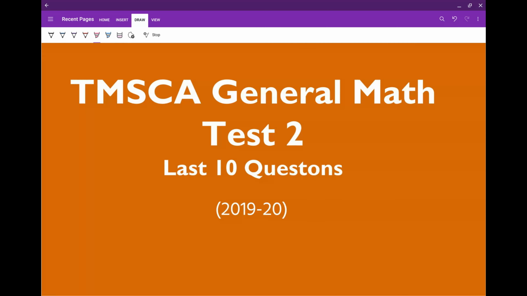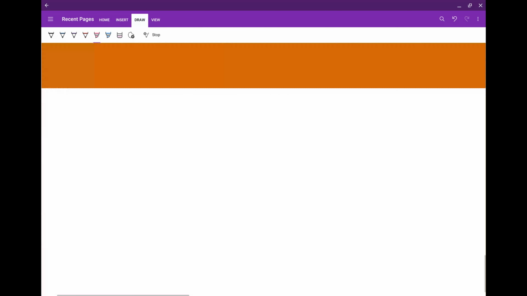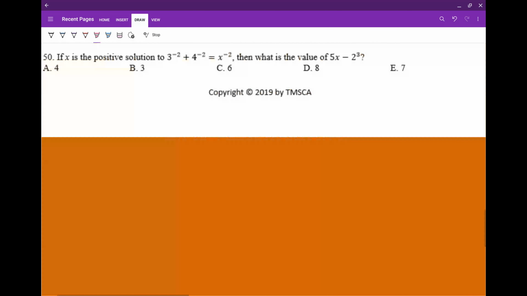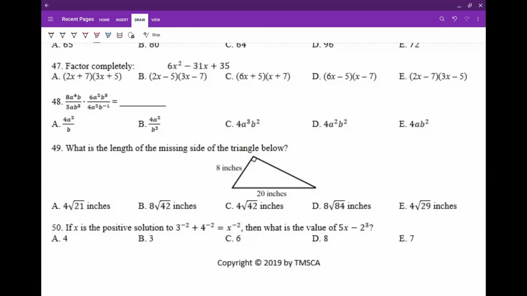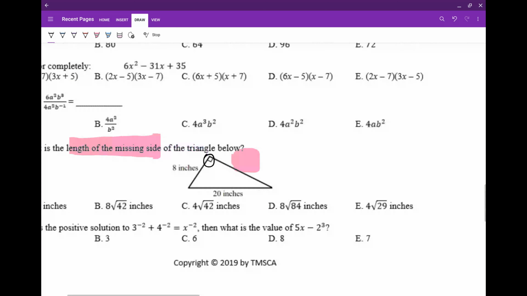We're on to question 49 of General Math Test 2, 2019-20. So question 49, it's asking for the length of the missing side. You have a triangle, you have side lengths, you have two of them, and you're solving for the missing leg. We know it's a right triangle, we know Pythagorean theorem applies.